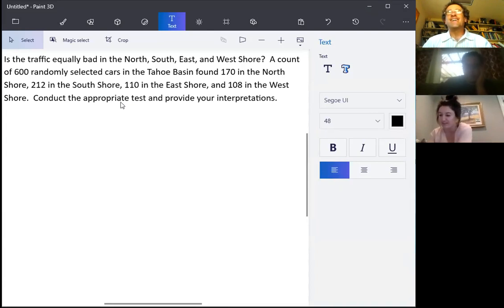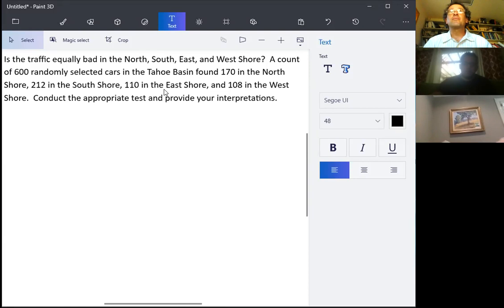From San Jose. Okay, so if you don't know Tahoe well, they kind of break it up in 4 shores, as you can see. And you've probably seen a map of California and know that it's a big lake. You know that, right? So the question is, which has more cars? Are they all the same or are they not all the same?